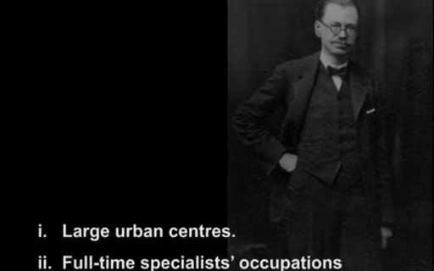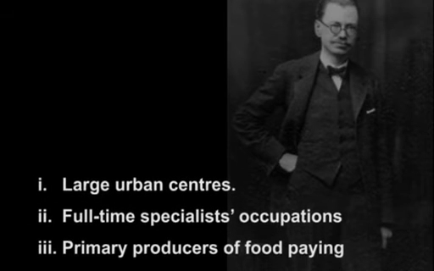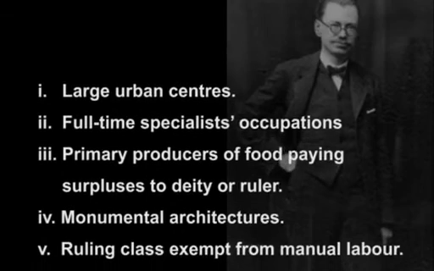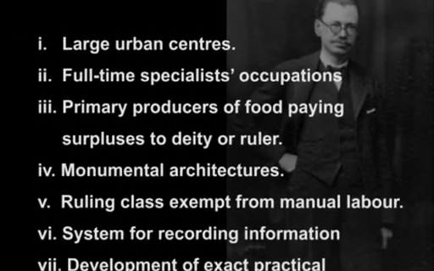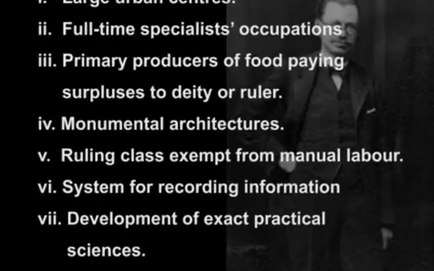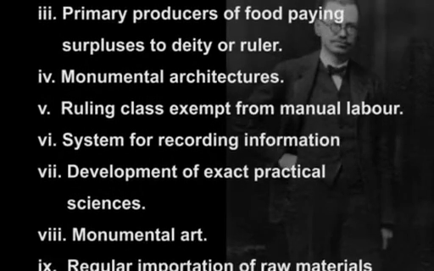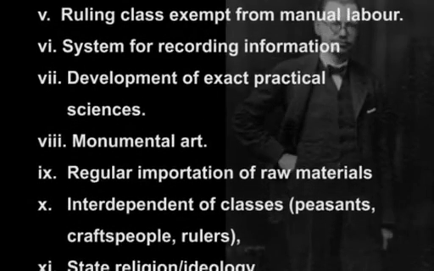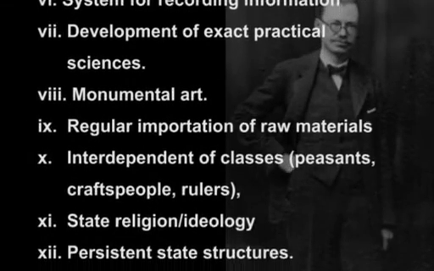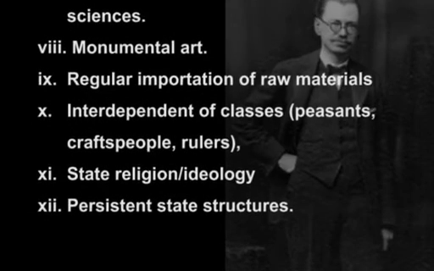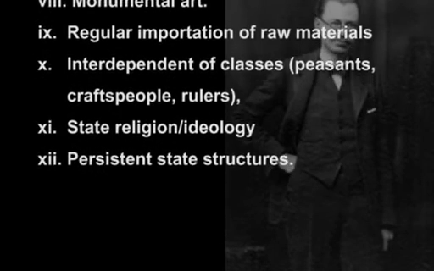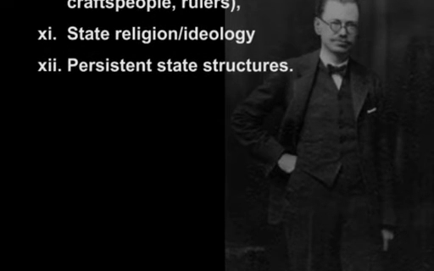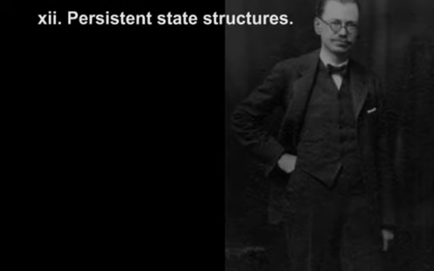2. Full-time specialist occupations. 3. Primary producers of food paying surpluses to deity or ruler. 4. Monumental architecture. 5. Ruling class exempt from manual labor. 6. System for recording information. 7. Development of exact practical sciences. 8. Monumental art. 9. Regular importation of raw materials. 10. Interdependence of classes, that is peasants, craftspeople, rulers. 11. State religion or ideology. 12. Persistent state structures.